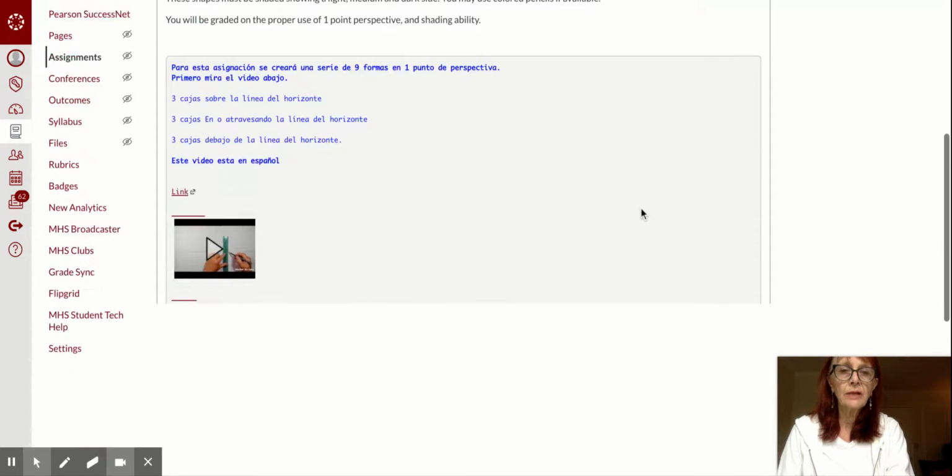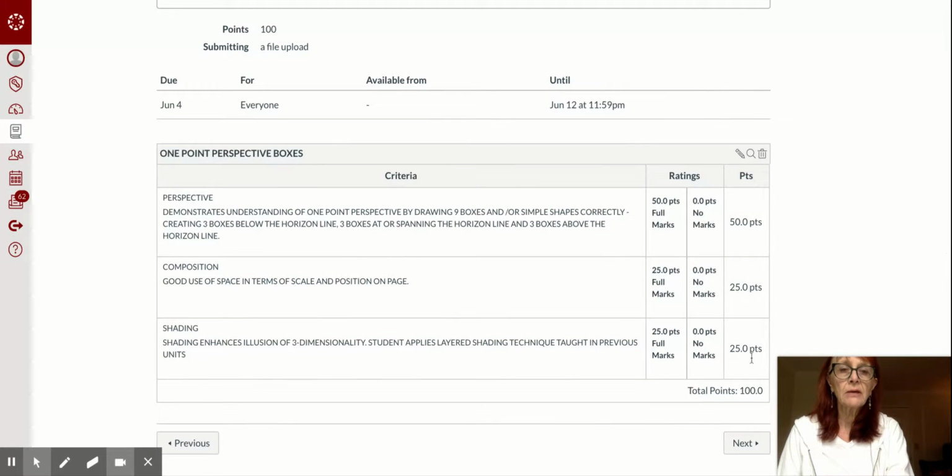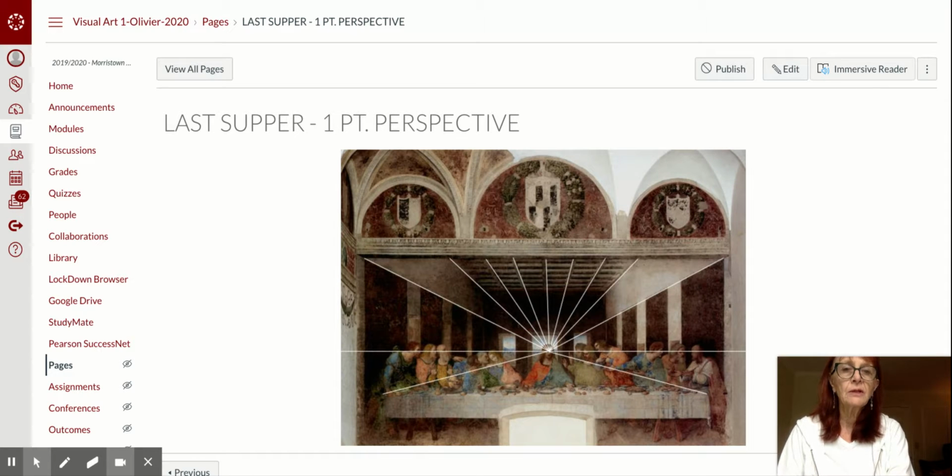Okay, we're in the module right now for this week. So I'm scrolling down. I want to go next to look at the example. This is a great example of one-point linear perspective by Leonardo da Vinci, called The Last Supper. Okay, so here Leonardo has put the 1 point, it's called a vanishing point, on the horizon line.